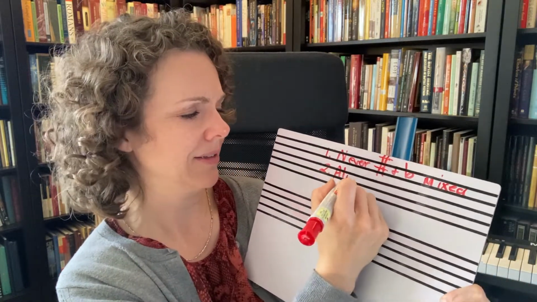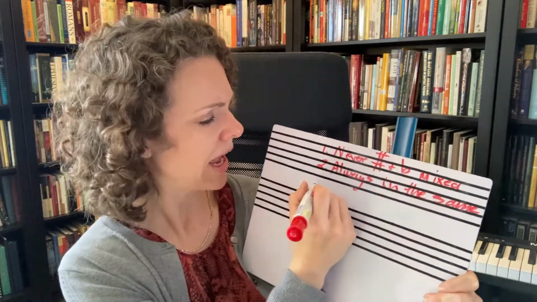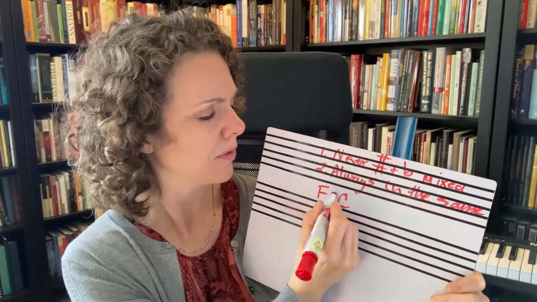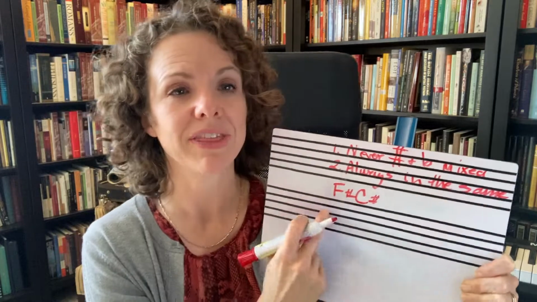The other rule is that they are always in the same order. Okay? So this is a really cool rule. This rule helps you a ton. You will never have a C sharp without an F sharp. You always just have to keep adding them, okay?